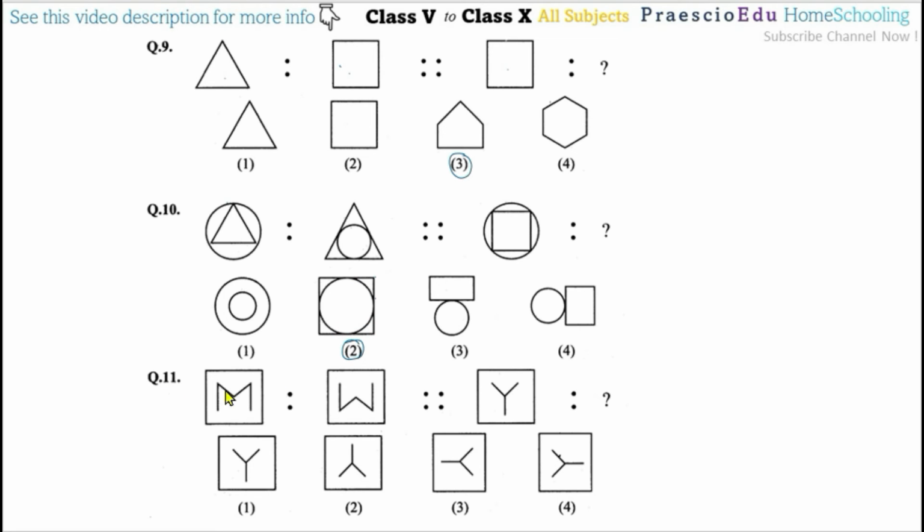Now question number 11: the M shape, an English alphabet letter. Here it will come with a water reflection, like a W. So the water reflection means the vertical lines go upward and these two lines come to the downward, like this, in option number 2.